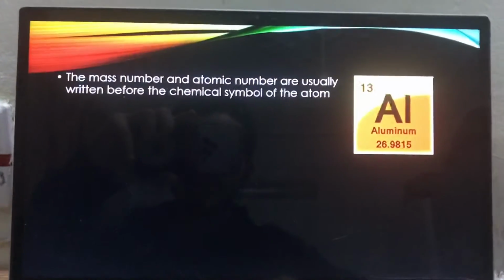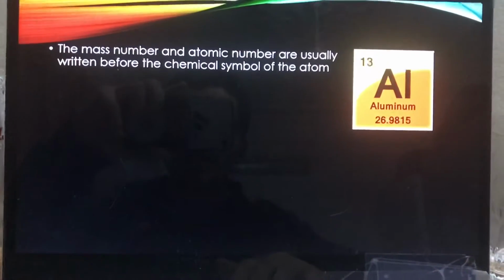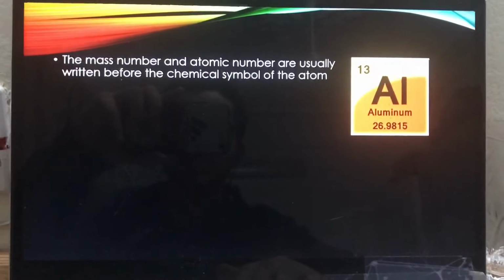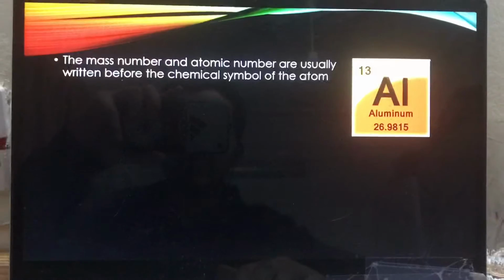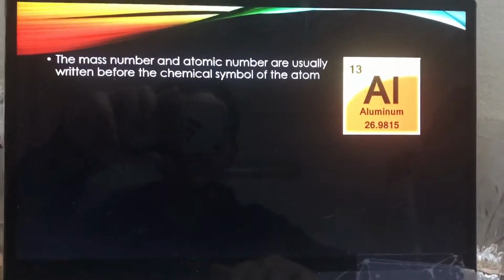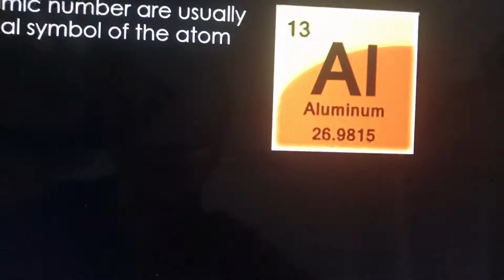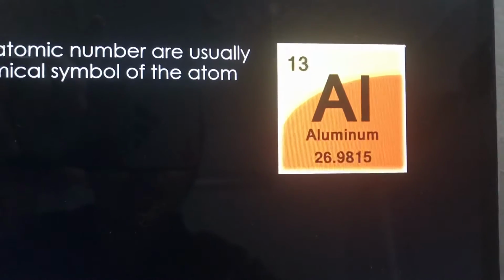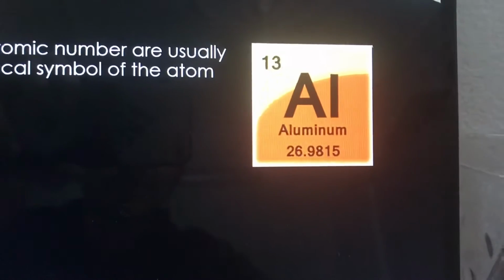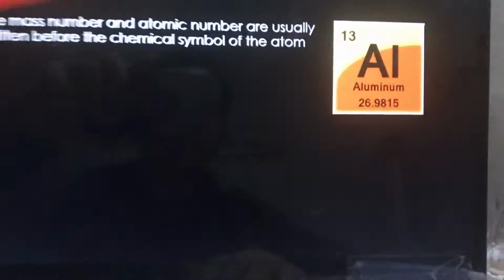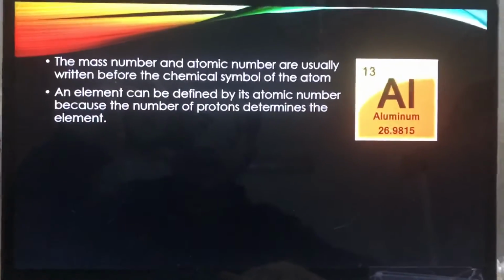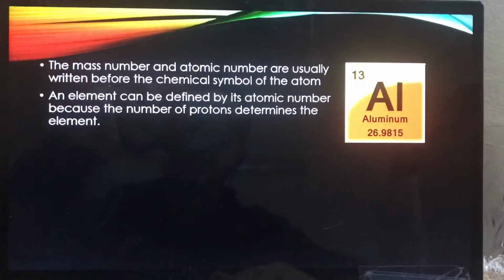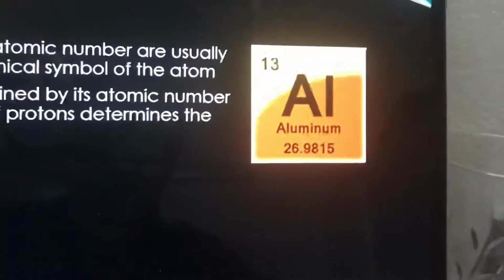Next, we are going to talk about the mass number and the atomic number. The mass number and the atomic number are usually written next to the chemical symbol of the atom, before the chemical symbol. As we can see here, the atomic number is 13, while the mass number is 26.9, or 27. An element can be defined by its atomic number because the number of protons determines the element, which in this case is 13.